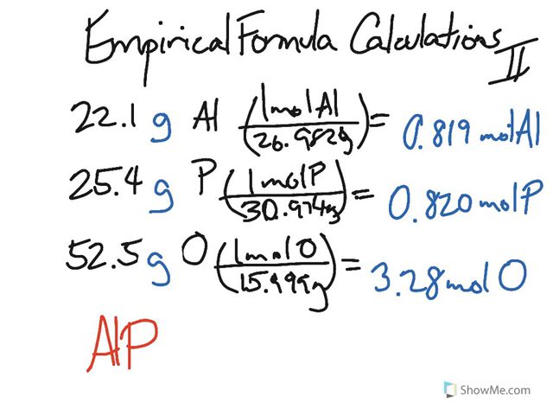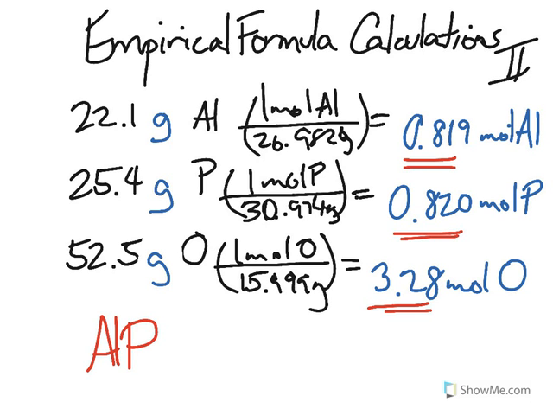So we can write an Al and then a P. Now, if you look at oxygen's quantity of moles, it looks like it's about 4 times that of aluminum and about 4 times that of phosphorus. If you multiply each one of those numbers by 10, so this by 10, this by 10, this by 10, this is a 32, and that's an 8, that's an 8.